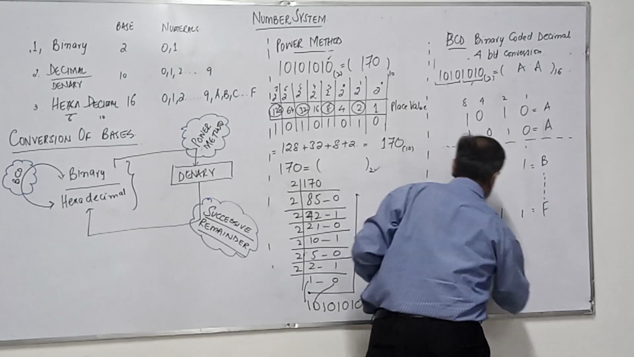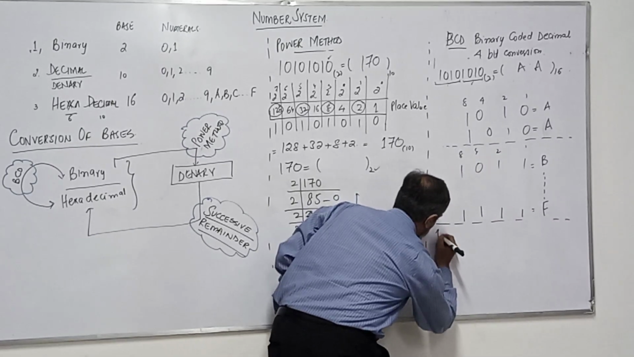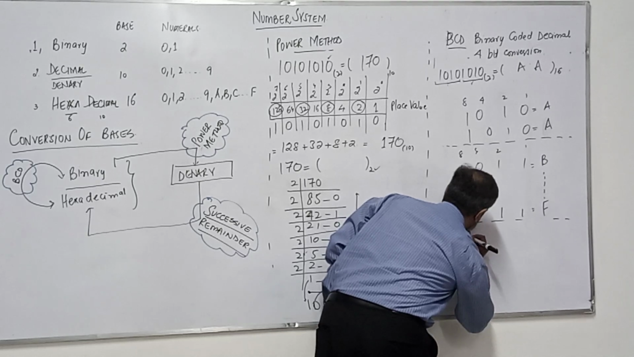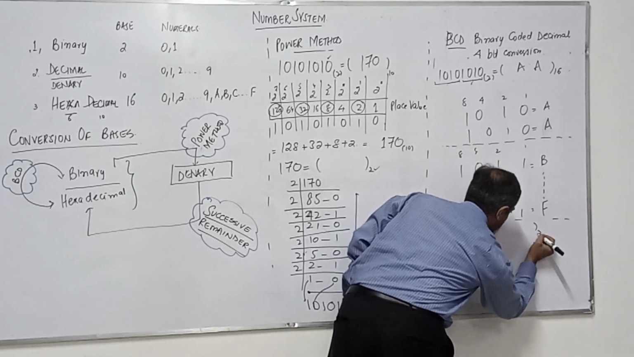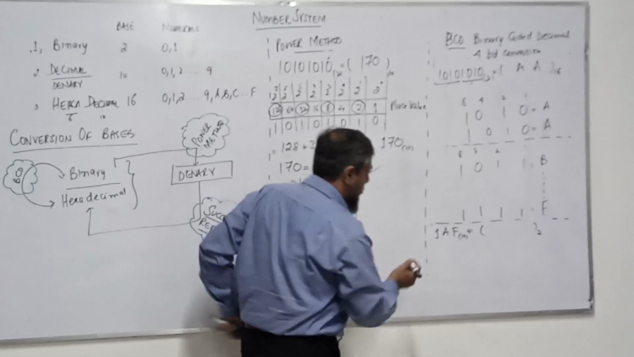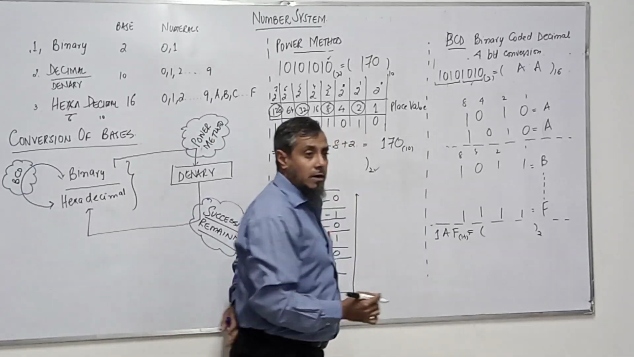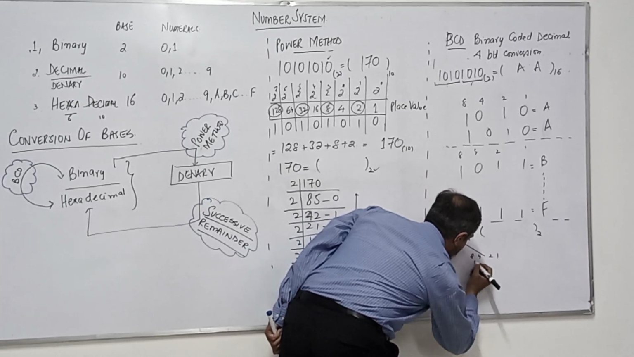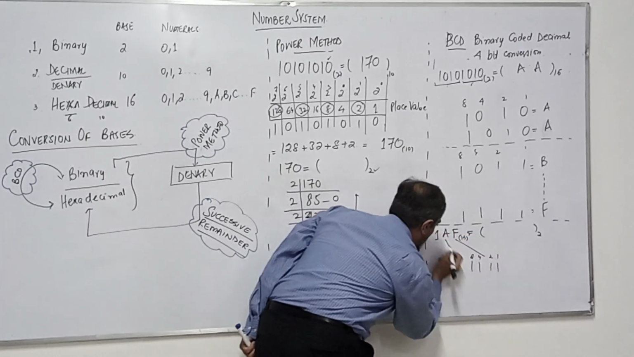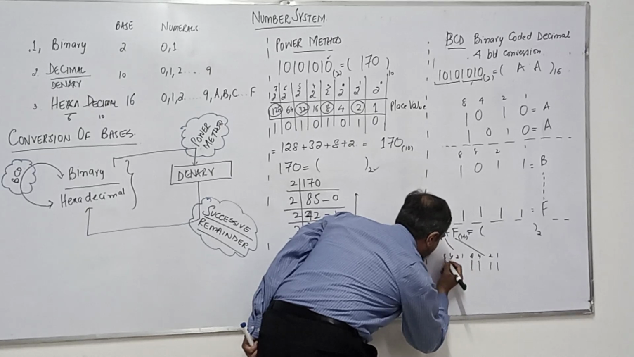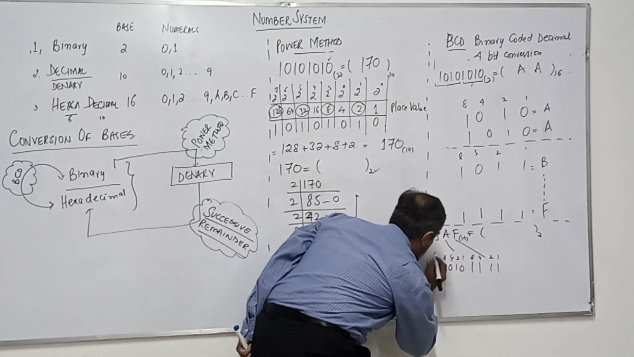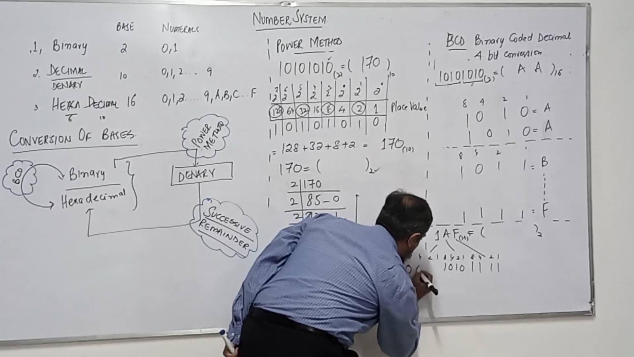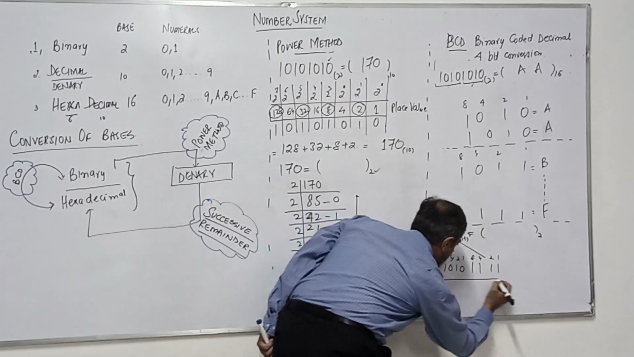So for example, if I have the question 1AF of base 16, and I want to convert to binary, that is base 2, I'll solve every digit. F will be written in 1, 2, 4, 8 form. It is 1, 1, 1, 1. For A, you will have to write 1, 2, 4, 8. That is 1, 0, 1, 0. For 1, you need to write in 4-bit form 1, 2, 4, 8. That is 0, 0, 0, 1. So the whole thing is the answer.